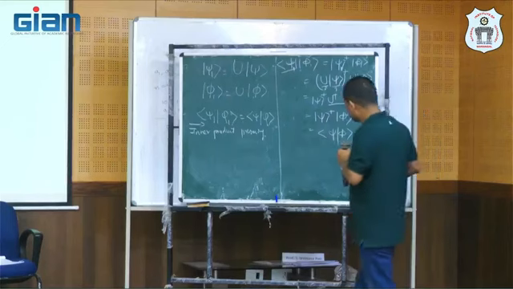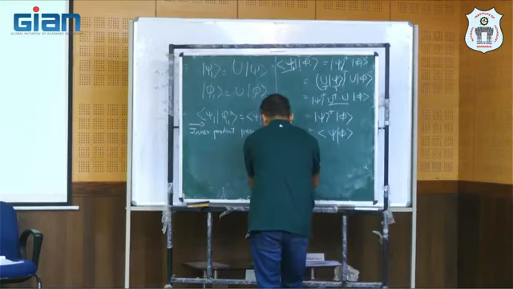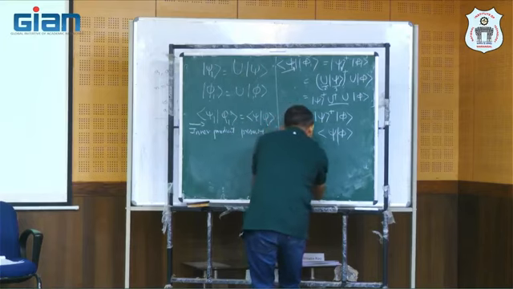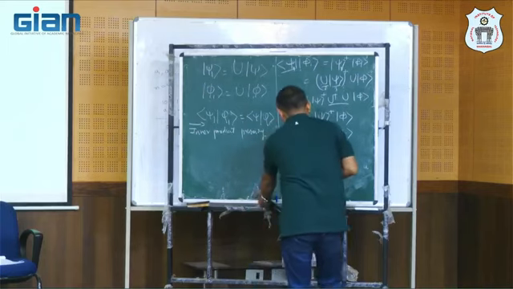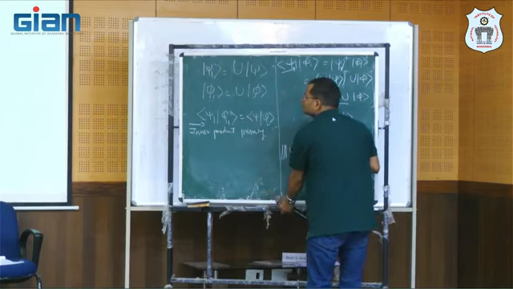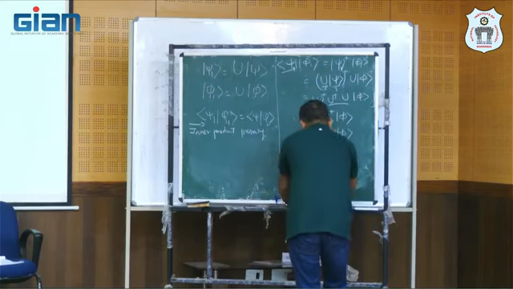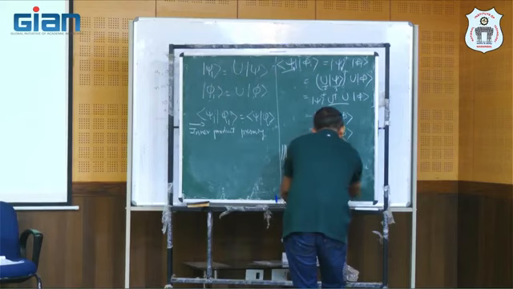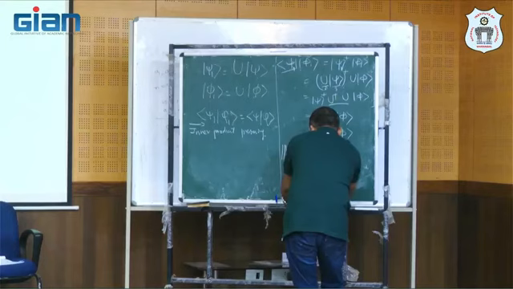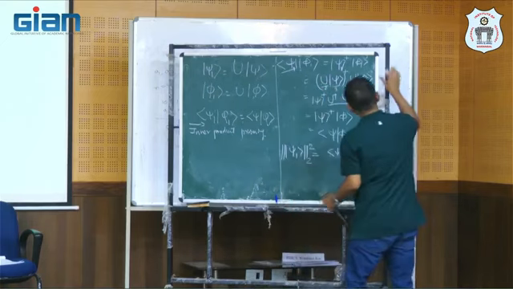Just do it. L2 norm square of psi 1, right? L2 norm square, yes, very good, of psi 1 is equal to, what is the formula? It is the inner product of psi 1 with itself. Okay, this is the formula for L2 norm square.